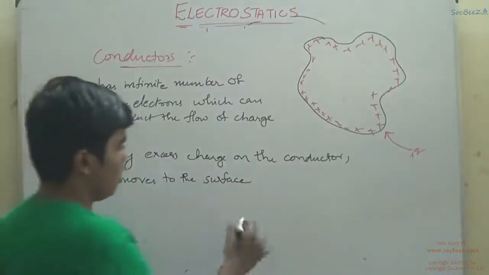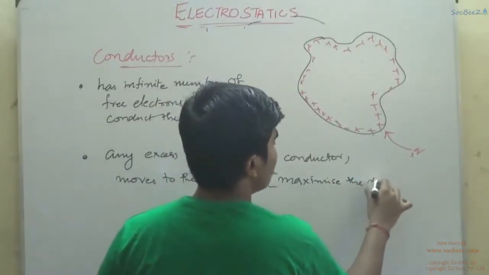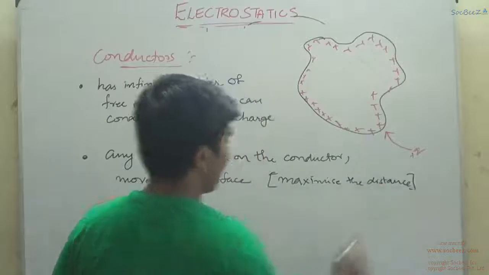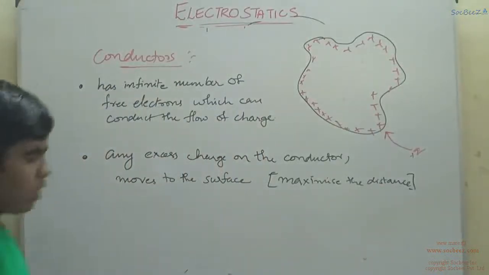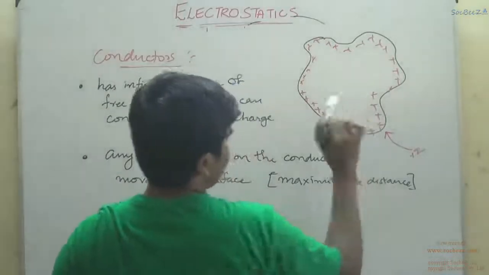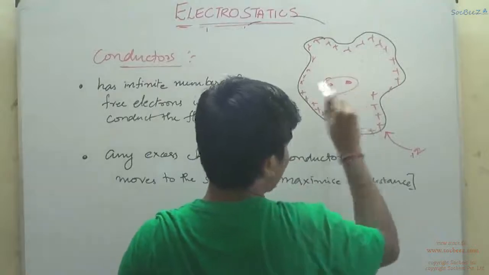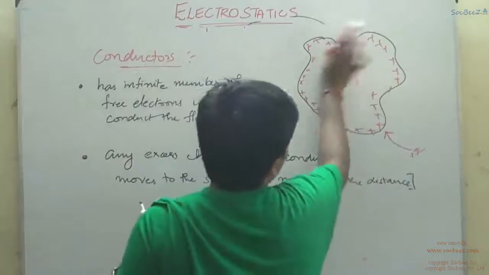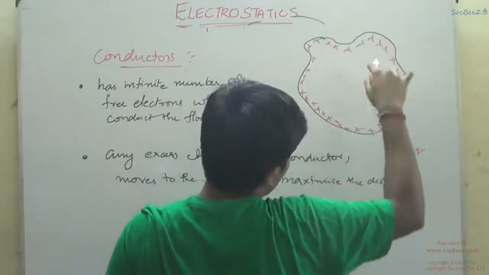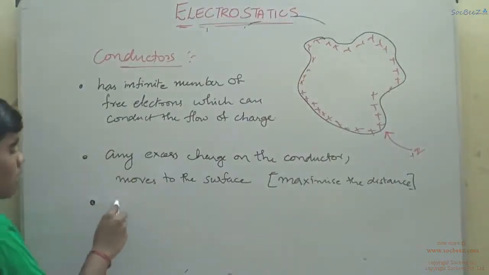Now why is it so? It is to maximize the distance between them. We know that the electrostatic force is inversely proportional to the distance squared. So suppose the charge is not at the surface and is somewhere inside, the force acting between the charges gives them a tendency to move outward, and thus ultimately this configuration occurs where we have the whole charge at the surface and not inside the metal or conductor.